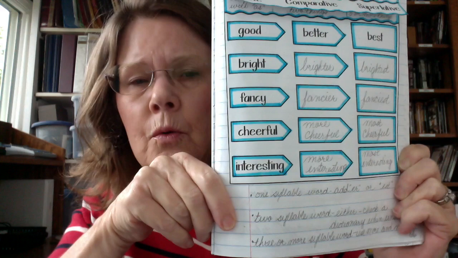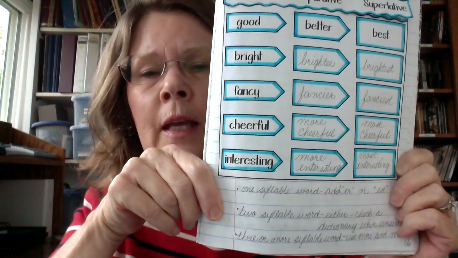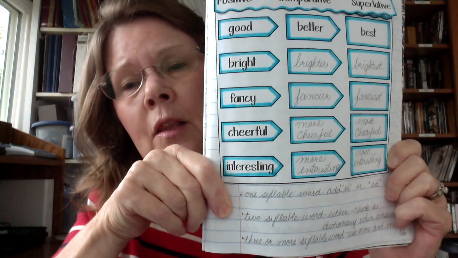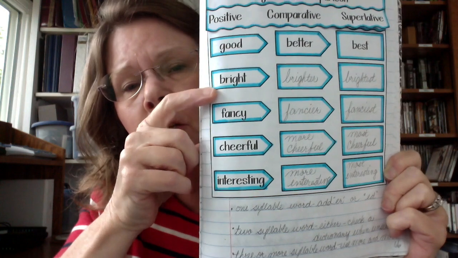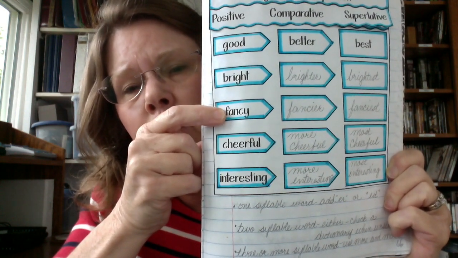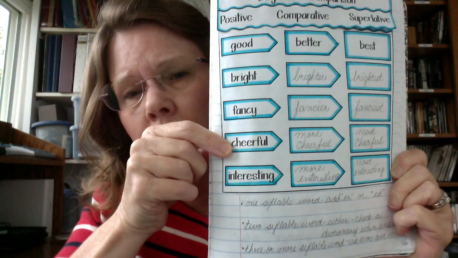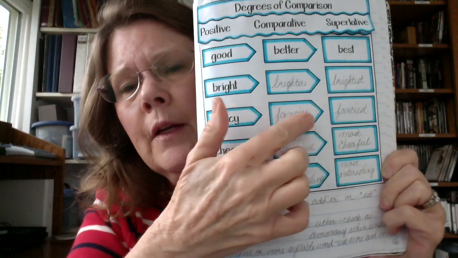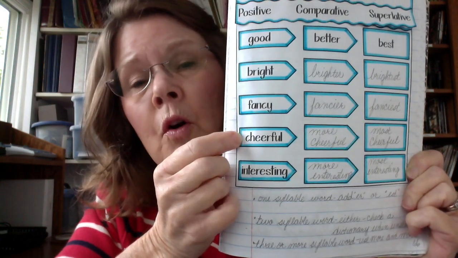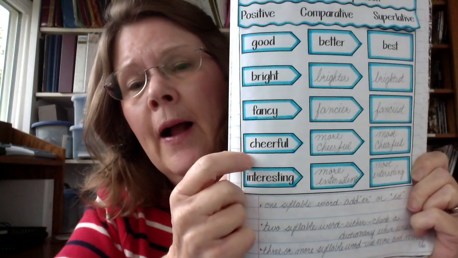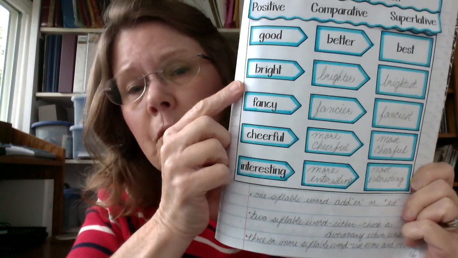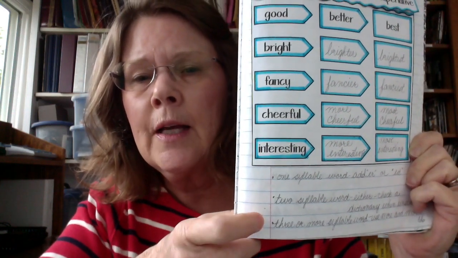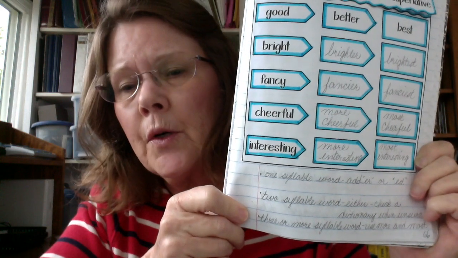If you have a two-syllable word, you either add an ER and EST, or you add the more or most, and we talked about that too. You say fancier, but you don't say cheerfuler. Okay, and this one you add the ER to compare, EST for superlative, and this one you add the word more for comparative, and you add the word most for superlative. Getting tongue-tied here.